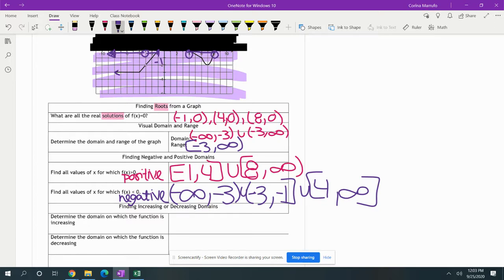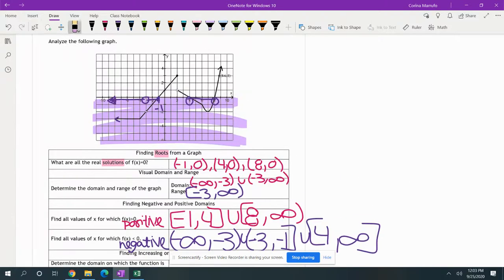Next, find increasing or decreasing domain. So let me go ahead and erase this disaster that I have again. Okay. So we're doing increasing and decreasing. So this part right here is constant, okay? It's not increasing, it's not decreasing, it's just constant. Okay, then our graph is going up, up, from here to here.